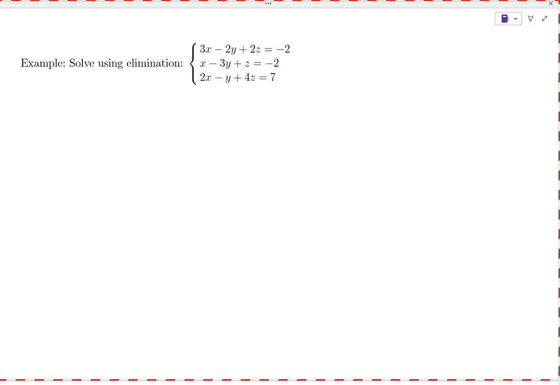To get a 1x in the upper left hand corner in this particular example, what's the easiest thing to do? Do you see a 1x in a different equation? Yeah, just swap them. Yeah, just swap the first and the second equations, right? I can move equation 2 up to equation 1.